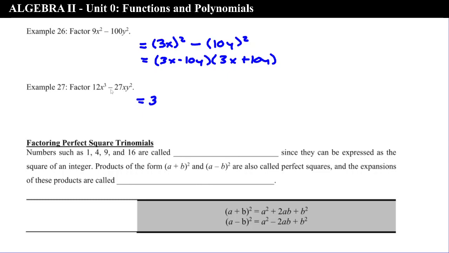This term has an x cubed, and this one has just an x, so you can pull out an x as well. So our greatest common factor is 3x, and then you're left with 4x squared minus 9y squared. Well, now we have a difference of squares. 4x squared is a square, and 9y squared is a square. So therefore, that can be broken down into their square roots, which would be 2x minus 3y times 2x plus 3y. And so this would be your final answer.